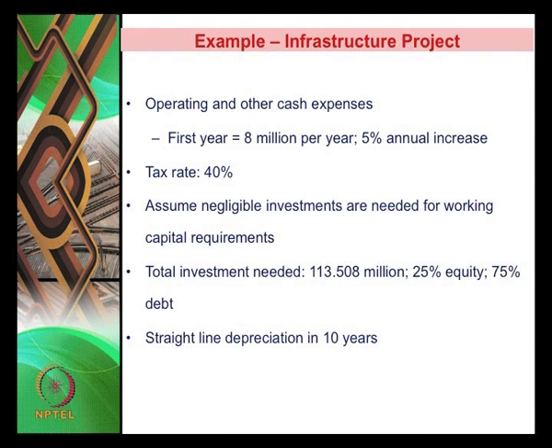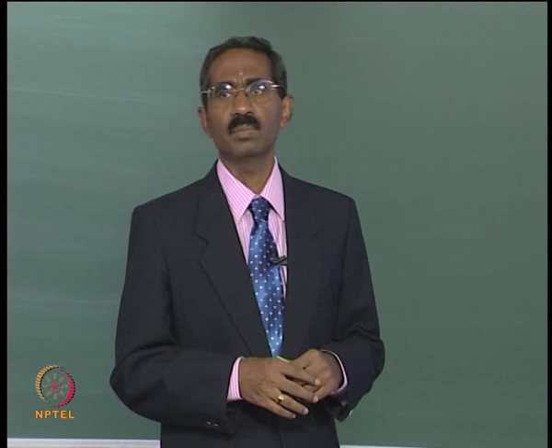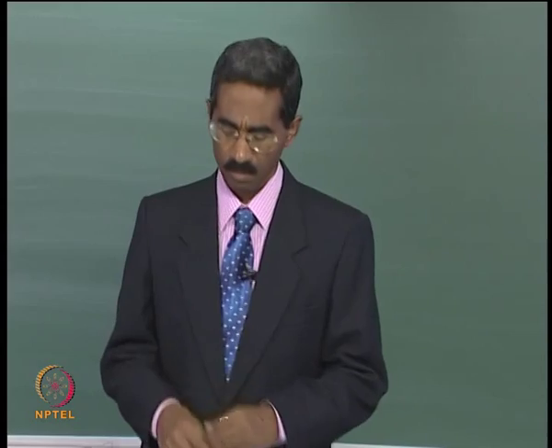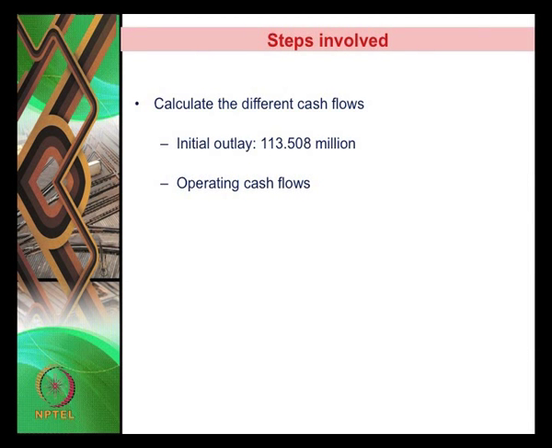So therefore we make a very simplifying assumption of negligible working capital investments, and then the total investment needed is 113.508 million, and 25% of this investment is coming from equity and the remaining 75% from debt. We also assume that the assets are depreciated on a straight line basis in 10 years. So that means the entire investment of 113.508 is depreciated uniformly over a 10-year period, and you will then have a depreciation of 11.35 every year.